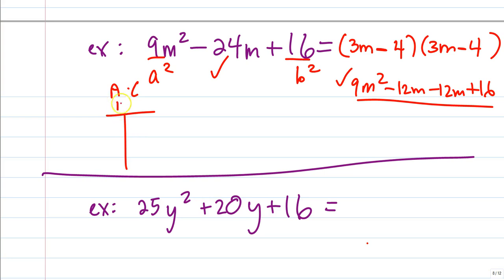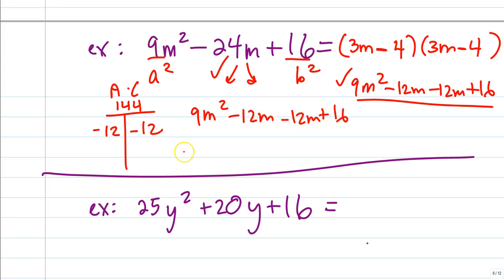9 times 16 would be 144. I need two numbers that multiply to make 144 and combine to make 24. How about 12 and 12? And so then you could split it, and you could basically get to this answer anyway: 9m squared minus 12m minus 12m. That gives me 3m minus 4. This one, factor out the 4, gives me 3m minus 4.